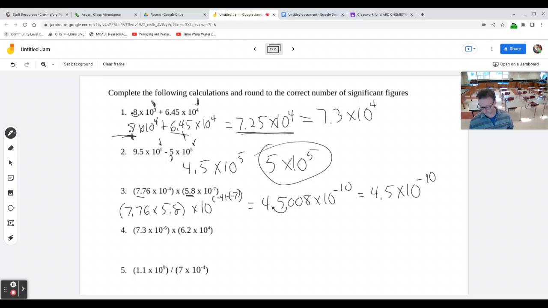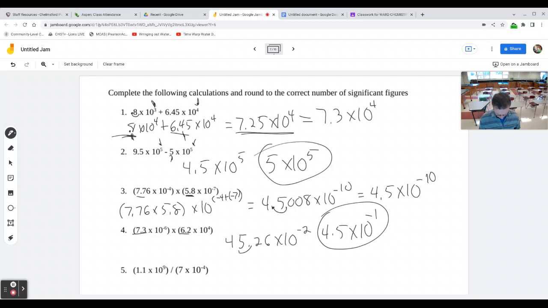So here, 7.3 times 10 to the -6 times 6.2 times 10 to the 4th. We add the exponents. We multiply the coefficients, and this is another case where it's really 45.26 times 10 to the -2nd, but I have to adjust that decimal point. I get 4.526 times 10 to the -1. So I move the decimal point 1 to the left. I have to add 1 to the exponent. So this would be the final answer here.